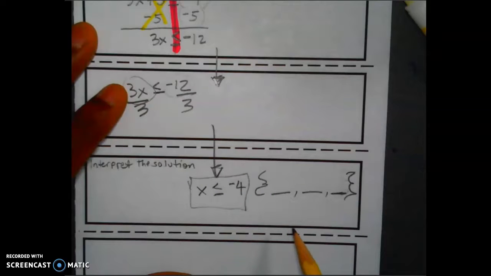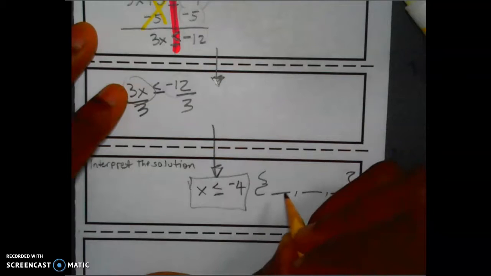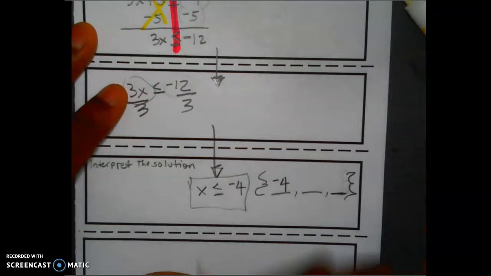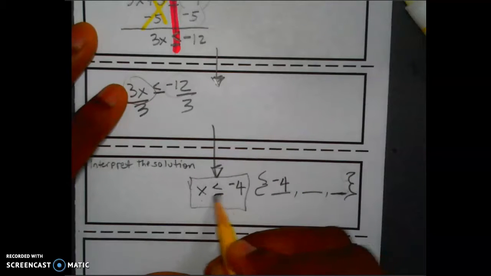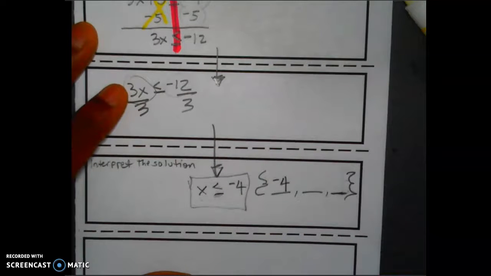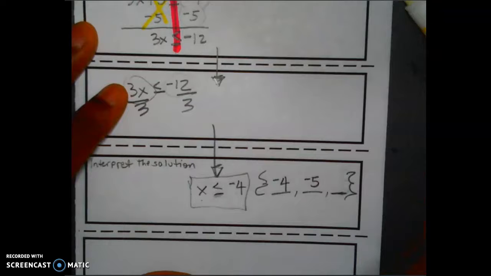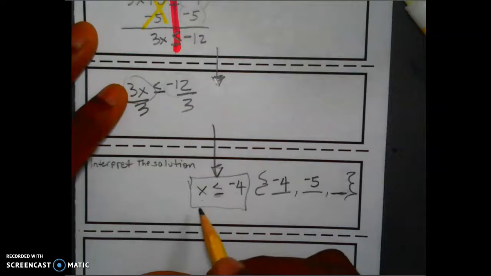So if some number is less than or equal to -4, it stands to reason it could be -4, because remember, this value must be less than or equal to -4, so that -4 works. What about -5? What about a -3? Now this is something that's come up in class. I had several students that said -3. Why can't it be -3? Well, x can't be -3 because x has to be less than or equal to a -4.